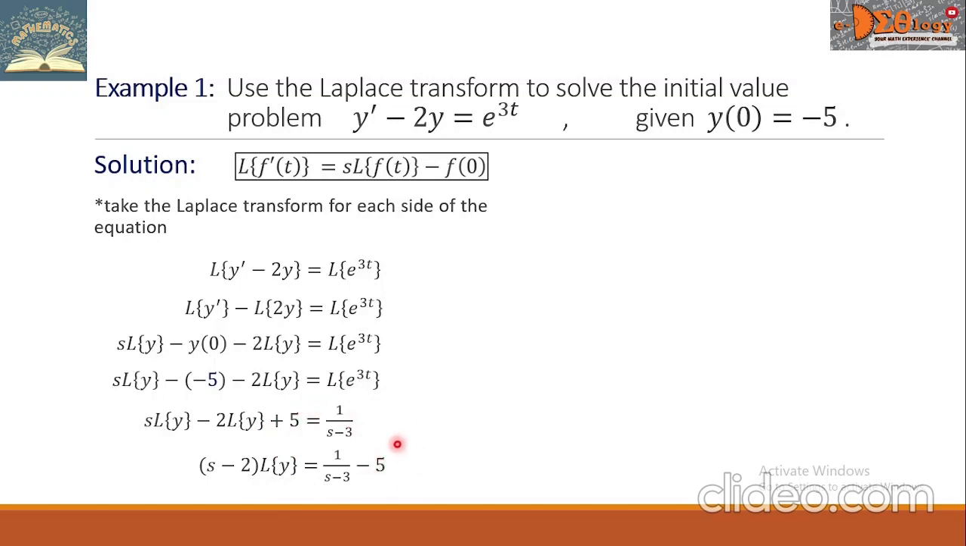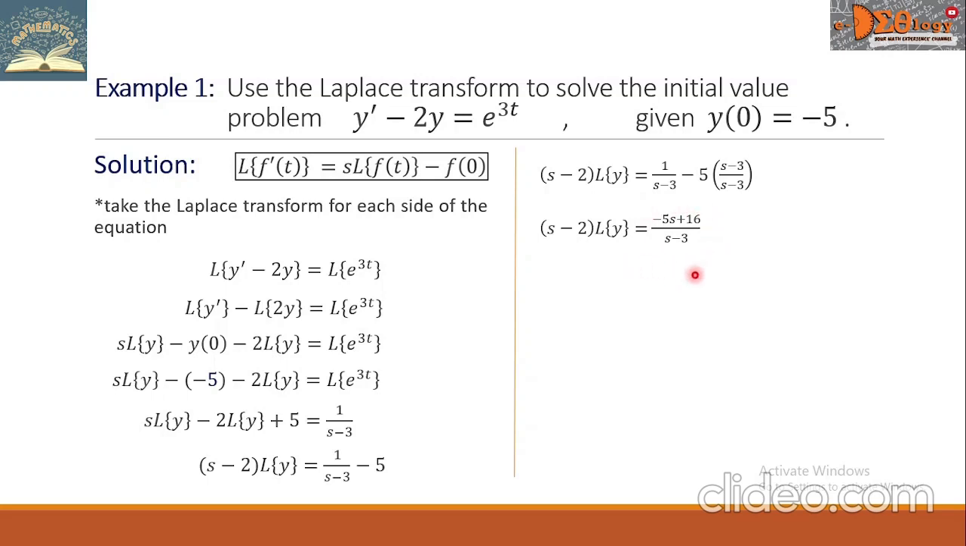Next step, we're going to combine this 1 over s minus 3 minus the whole number 5. Considering our s minus 3 in the denominator, we will multiply this 5 by the fraction s minus 3 over s minus 3. Let us simplify this right side and we will have negative 5s plus 16 all over s minus 3.